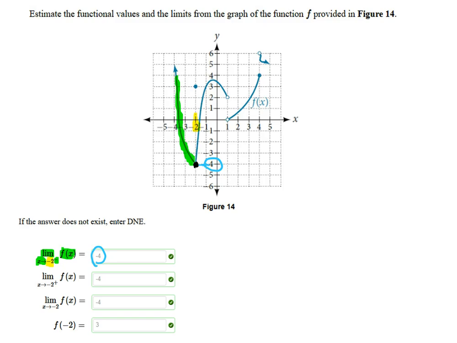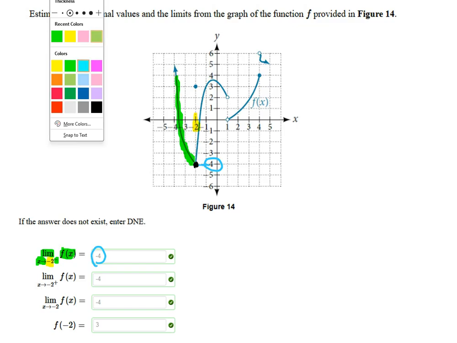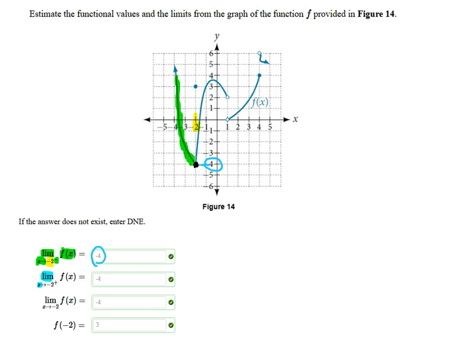So now we go to the next one, which says find the limit as x approaches -2, but from the positive side. So that means you're coming along this part of the graph, and you're moving and moving and moving, and as you get closer and closer to that point, you get closer and closer to, once again, -4, and you can see I've got -4 there. So if the limit from the left equals the limit from the right, the limit exists, and that is the limit, the -4 right there.